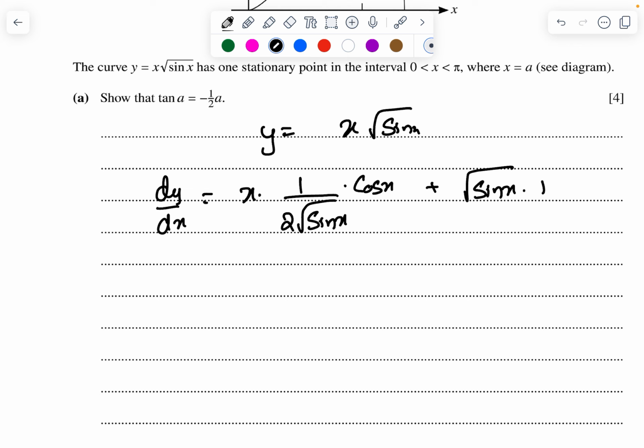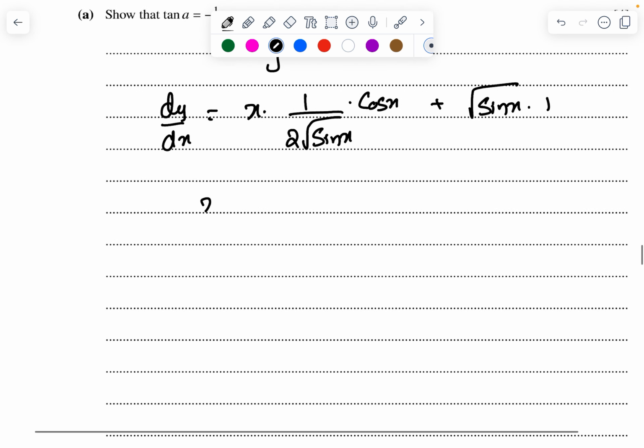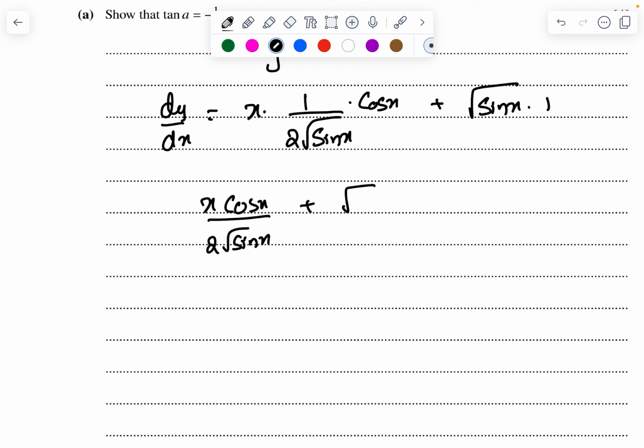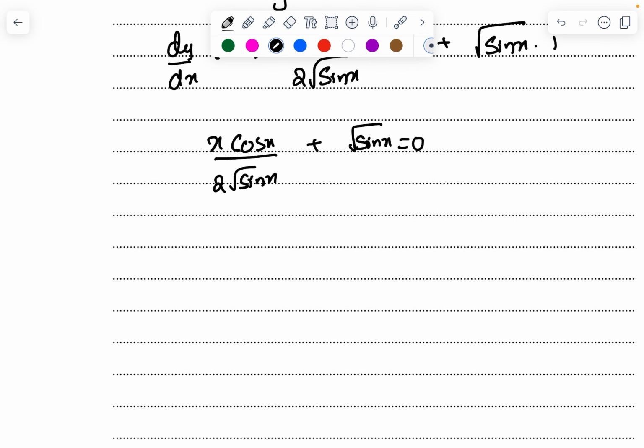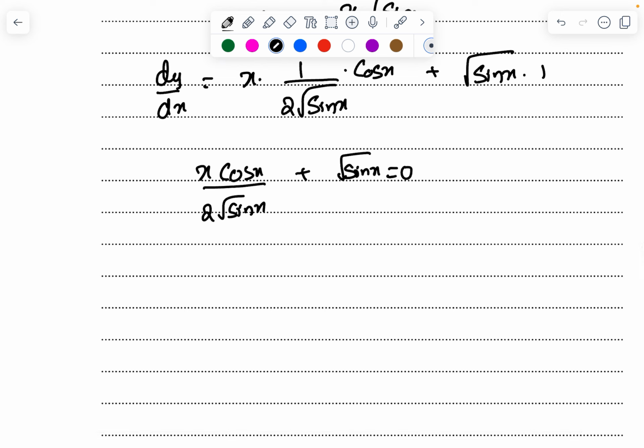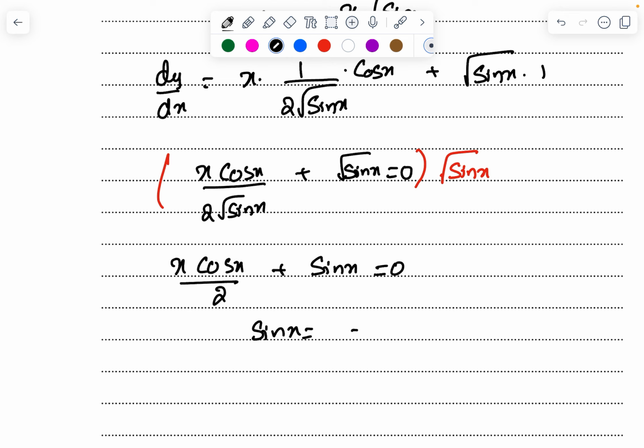This should be equal to 0. So x cos x upon 2 square root of sin x plus square root of sin x should be equal to 0. Then, what am I going to do? I am going to multiply the entire equation by square root of sin x. So what does that become? x cos x upon 2 plus sin x equals 0. So sin x equals minus 1 upon 2 x cos x.